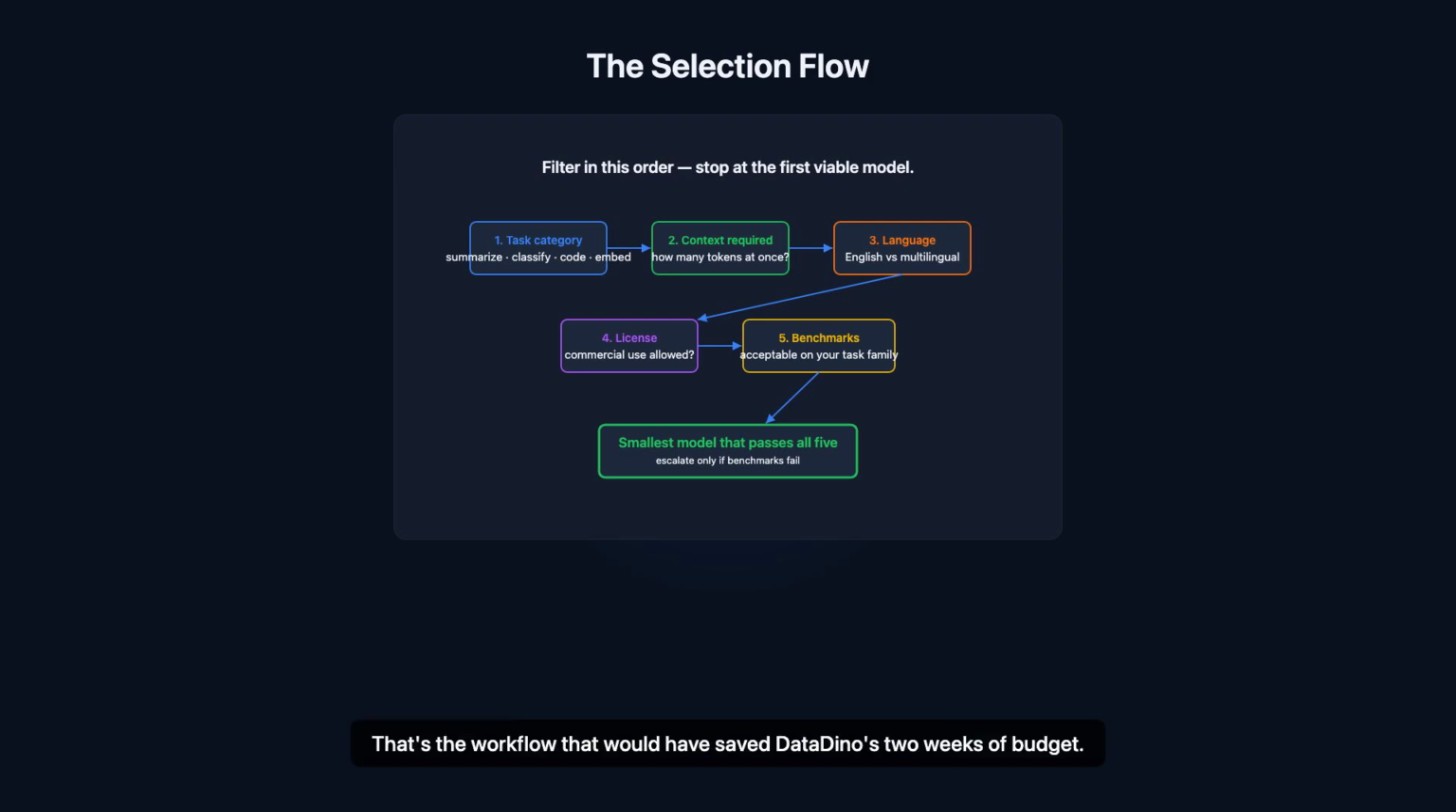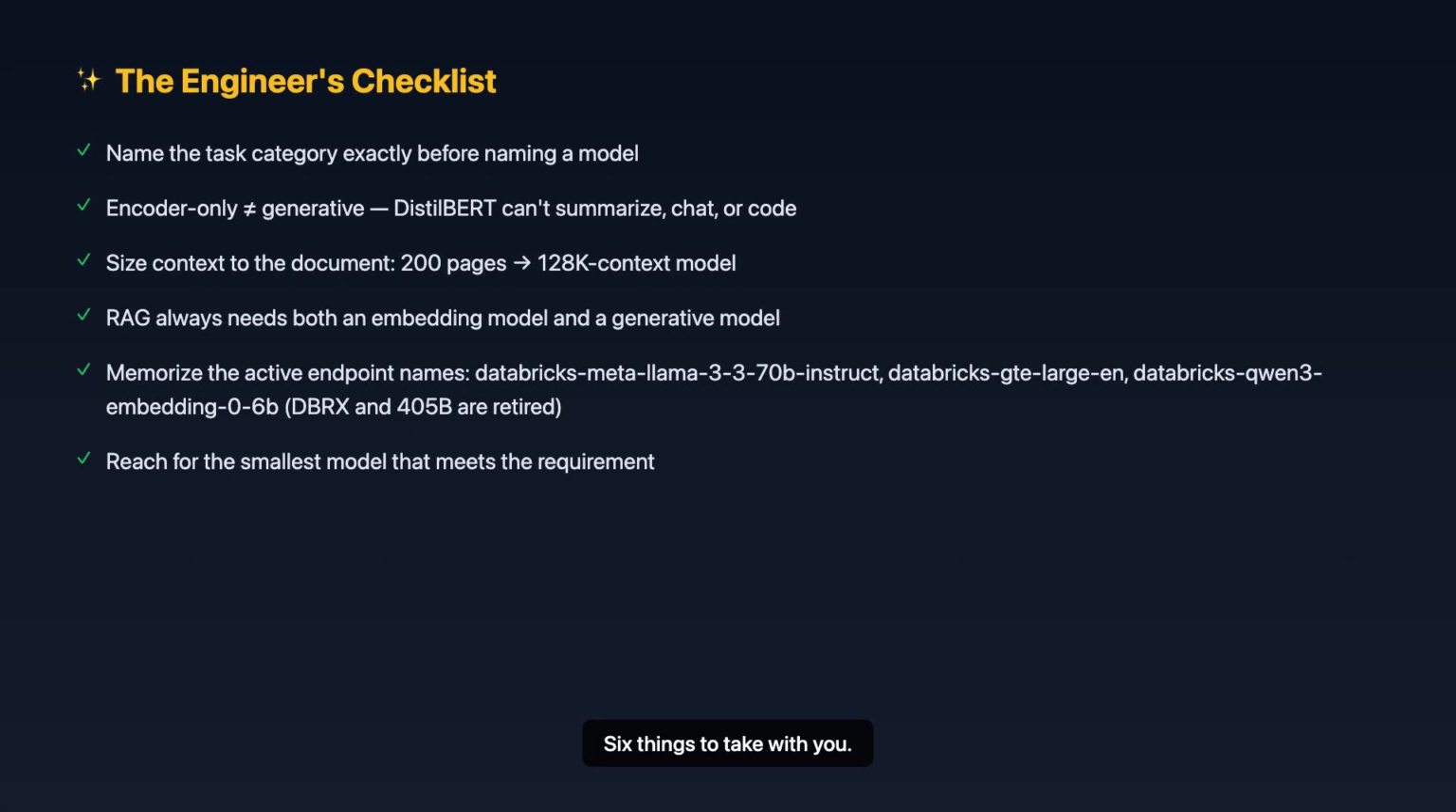That's the workflow that would have saved DataDino's 2 weeks of budget. 6 things to take with you. Name the task category exactly before naming a model. Encoder only is not generative. DistilBERT cannot summarize, chat, or code. Size context to the document. 200 pages means a 128K model.